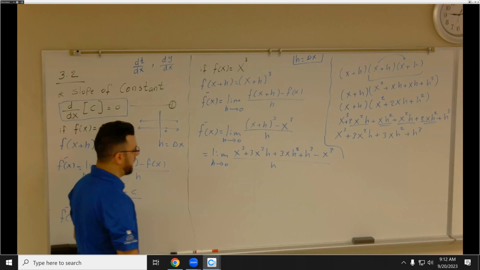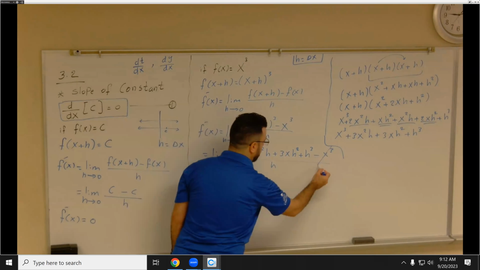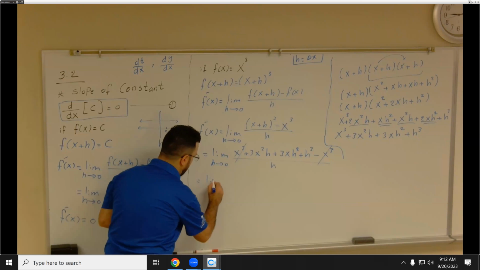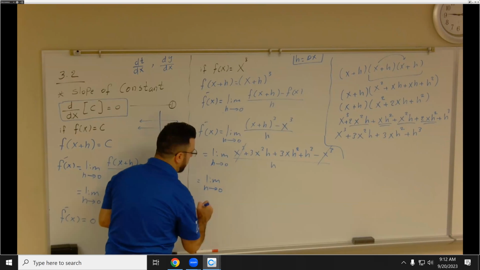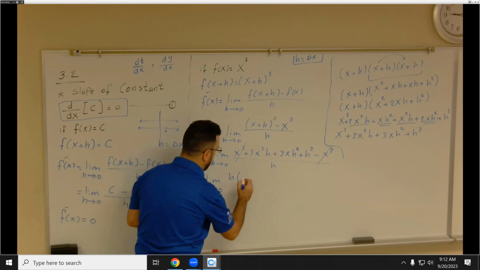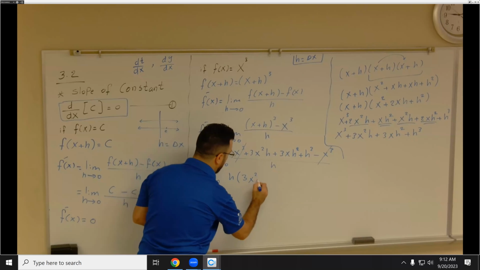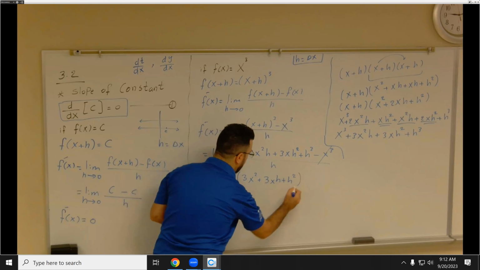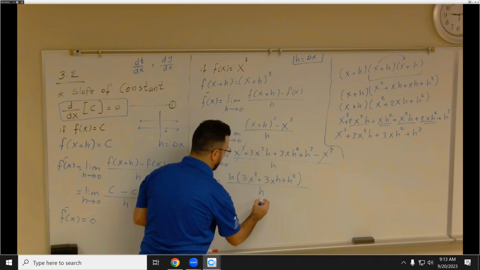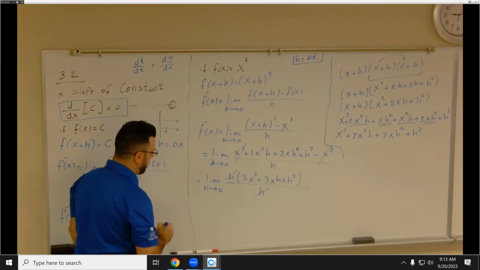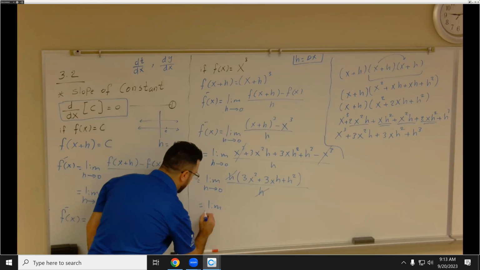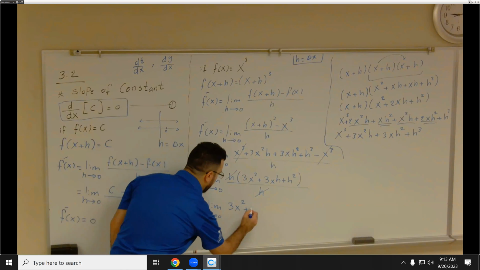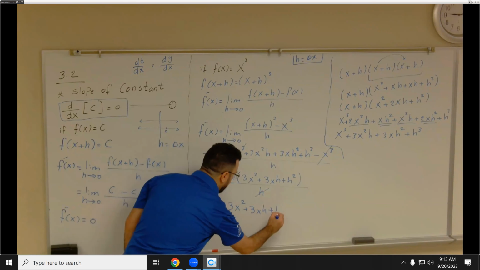Now what's the next step? Can I cancel this with this? Do I have h as a common factor? So it's going to be the limit as h approaches 0. I'm going to take h as a common factor: 3x squared plus 3xh plus h squared. That's what's left. Divide by h. Cancel this h with the h. So what's left? The limit as h approaches 0 of 3x squared plus 3xh plus h squared.